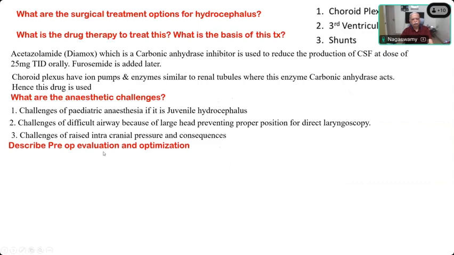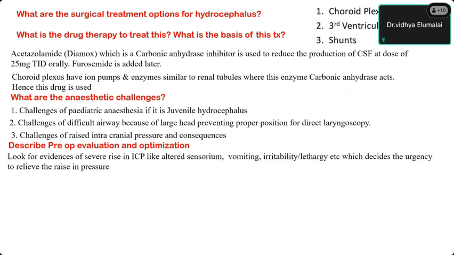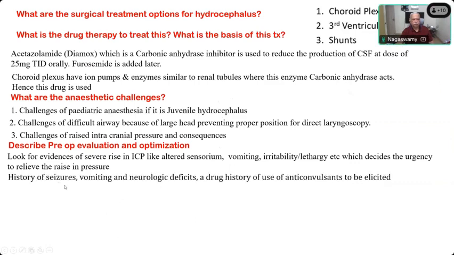Describe the pre-op evaluation and optimization. We have to rule out any neurological deficit in the baby. Look for dehydration. Look for evidence of raised ICP like altered sensorium, vomiting, irritability, which decides the urgency to release the raised pressure. History of seizure, vomiting, or neurological deficit, and whether the patient is already on any anticonvulsants is also a very important history. And look for any coexisting congenital heart disease or spina bifida, which is an important anatomical defect.